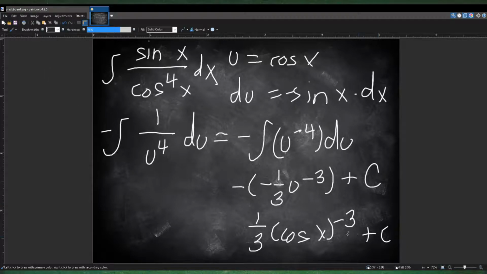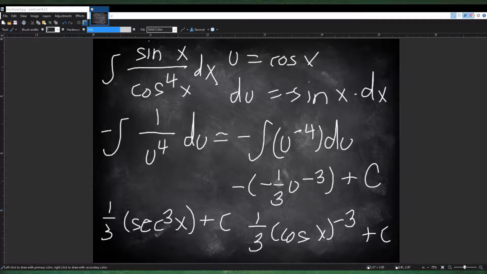If you want to not have this as negative, you could just have the inverse, which would just be 1 over cosine to the 3x, right? And 1 over cosine is just secant. So technically, this thing is the same thing as saying secant of x to the power of 3 plus c, right? So that's a general idea of how that works.